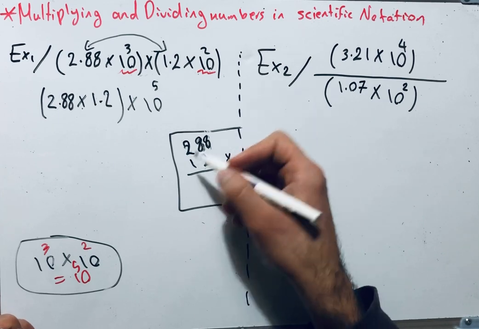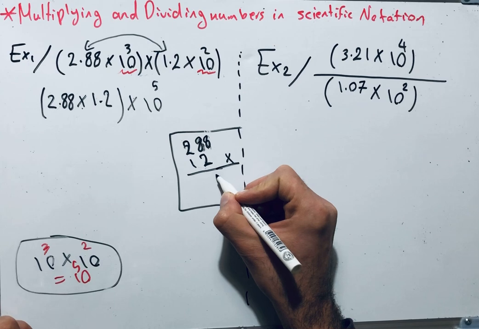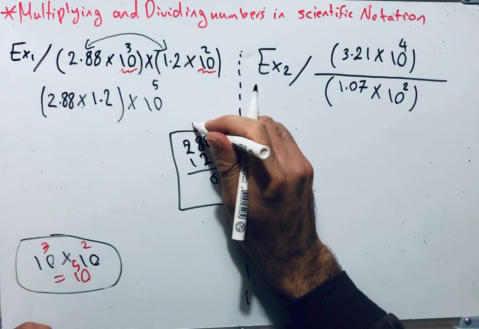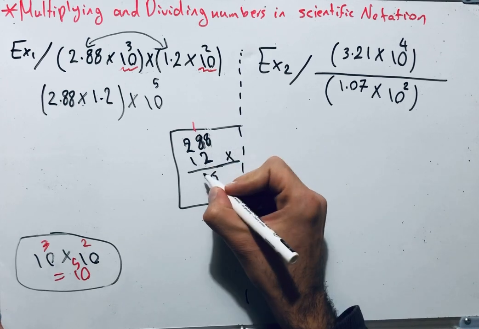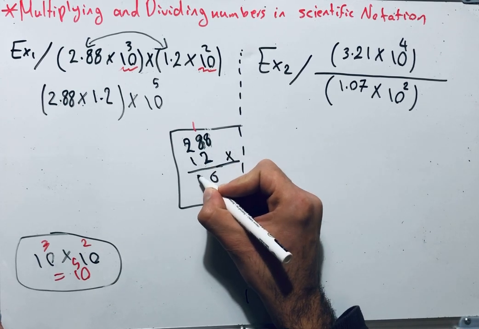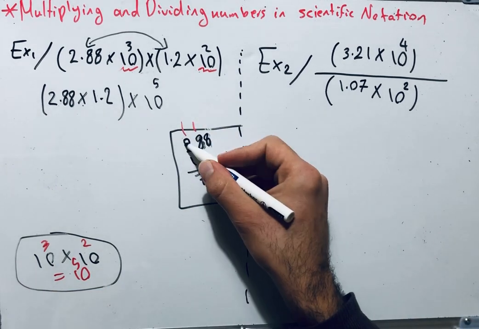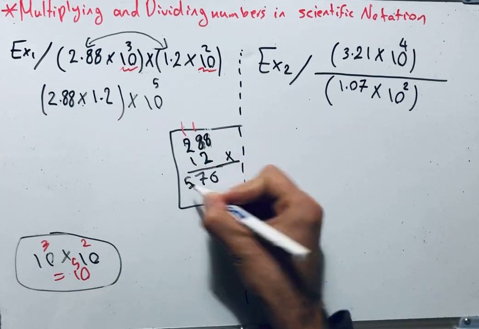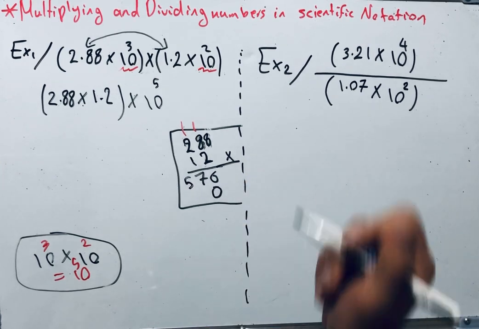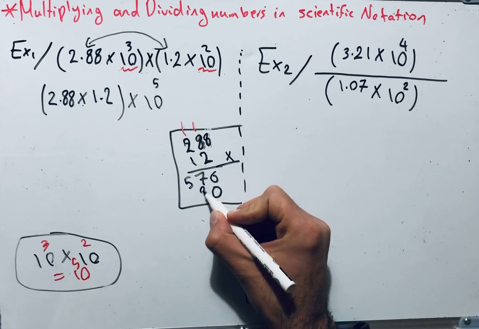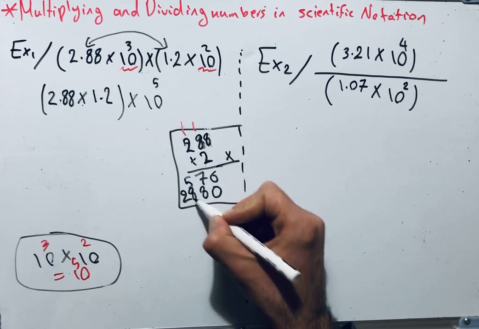But what matters here is that 2 times 8 is 16, so 6, then 1, right? 2 times 8 is 16 again, plus 1, so 17, so 7, and then 1 here. 2 times 2 is 4, plus 1 is 5 actually, so like this. So we're done with the first row, so we add a 0. And then 1 times 8 is 8. 1 times 8 is 8 again. 1 times 2 is 2, okay?